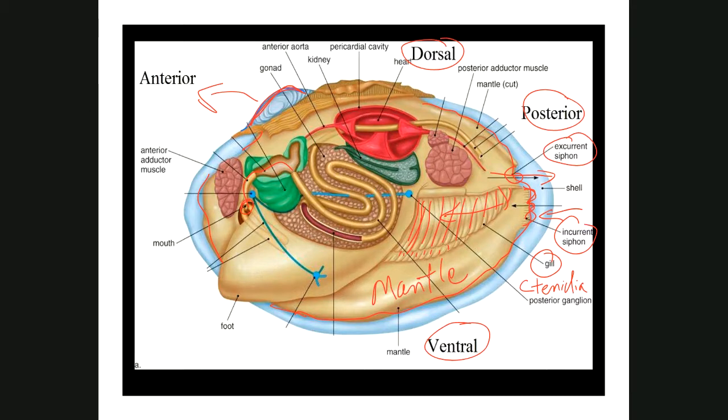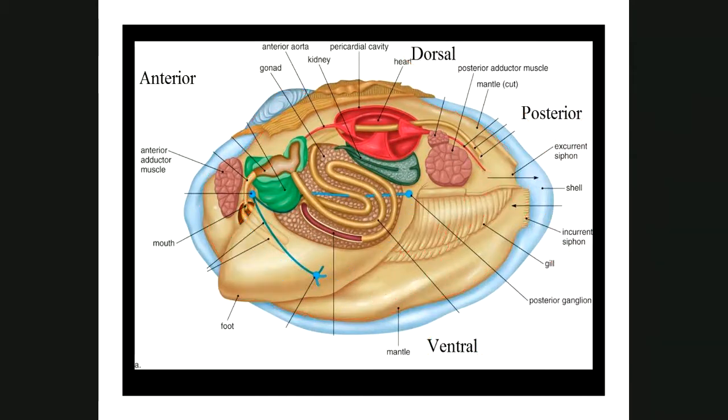Now here's that muscular foot. Let me change the color. Here's that muscular foot. That's the muscular foot that it sticks out to push itself around when it's living in the sand. It's very thick and very strong. It doesn't have any internal organs in it. But then you have this structure, which is the visceral mass, which has all the internal organs.